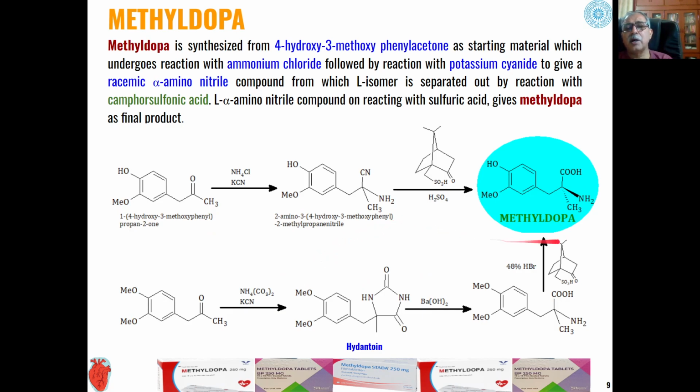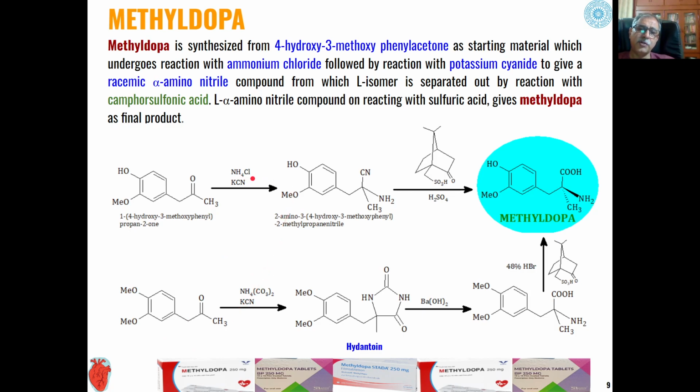So in this case, the L-alpha-aminonitrile is useful, which is formed from resolution, and that L-alpha-aminonitrile on hydrolysis with sulfuric acid will be converted into the corresponding carboxylic acid. Another method can also be used for the synthesis of methyldopa. Here the only difference in the starting material is that here 4-hydroxy was used, whereas here we are using 3,4-dimethoxyphenylacetone as the starting material.